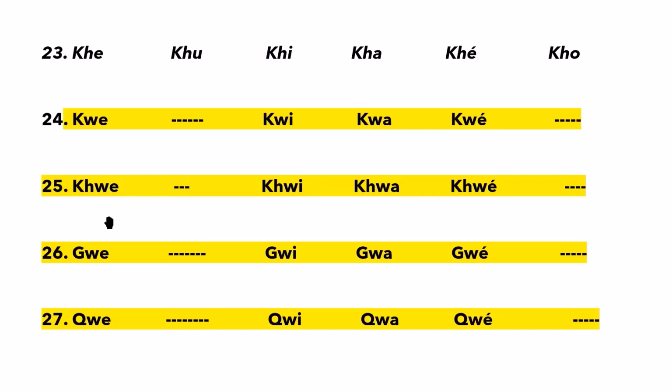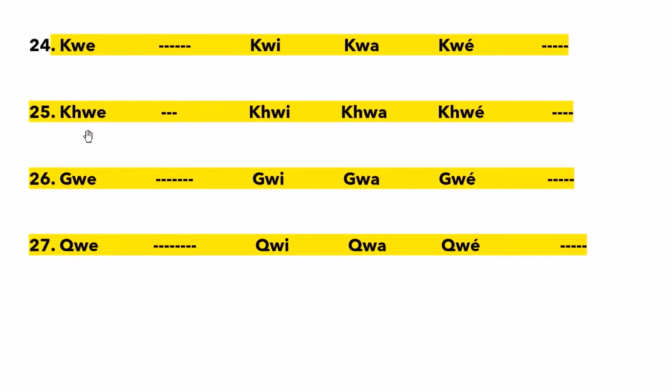And we have number 25, which is hue. We would use it in a word. For example, how would you say number 7 in Bélin? Sahuata.